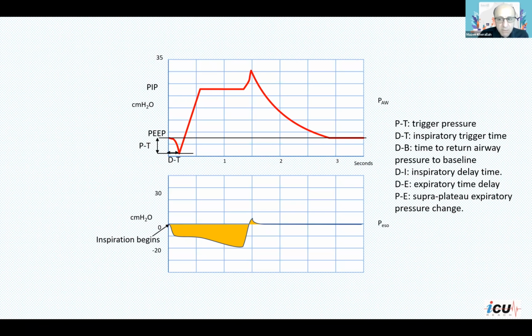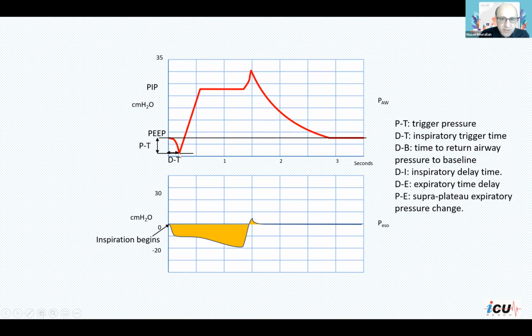Now, at the same time, that took some time. So when the patient starts inhaling, he needs to drop that pressure to this certain level, and the time that is elapsed from the beginning of the inhalation till we reach that trigger level is called the inspiratory trigger time. And it's actually here depicted as the DT, inspiratory trigger time.